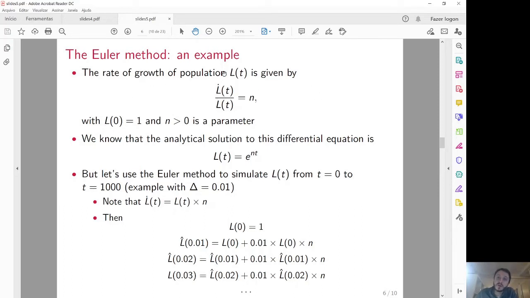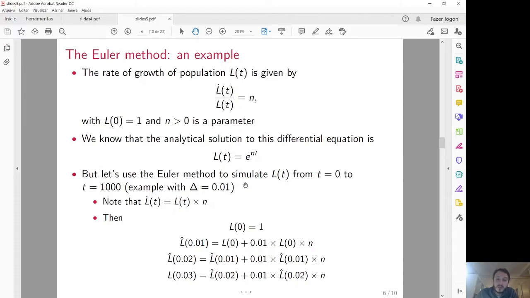We learned how to solve these differential equations, remember? And the solution is this. So the population size at some time period t is given by this function. We know n, and we just plug t here, and we can know the value of the population size at each point in time that we want. But let's assume that we don't know this, and we would like to use the Euler method to simulate L.